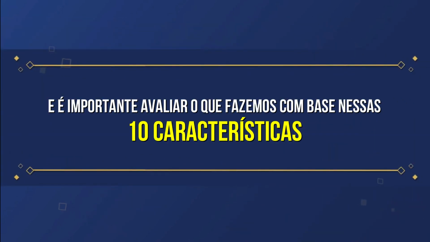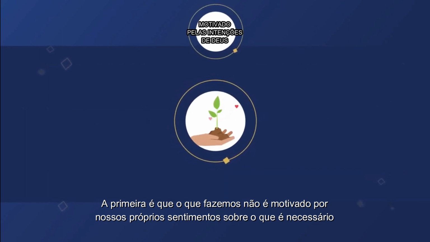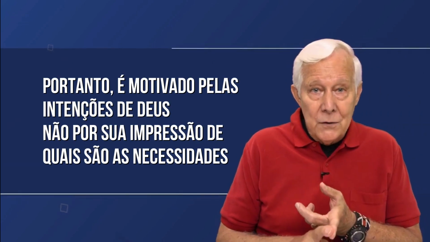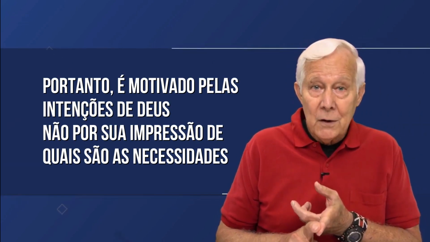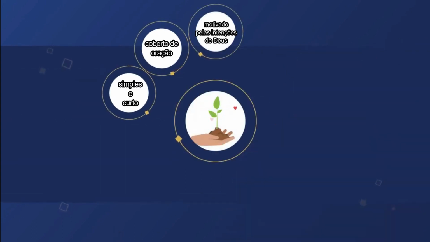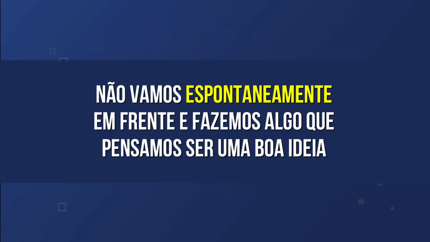And it's important to evaluate what we do on the basis of these 10 characteristics. The first one is that what we do is motivated not by our own feelings of what's needed. We ask God, what do you want us to do? So it's motivated by God's intentions, not by our impression of what the needs are. Number two, it's covered in prayer. Number three, it's simple and it's short. Number four, it's well planned. We don't just spontaneously go out and do something that we think is a good idea.